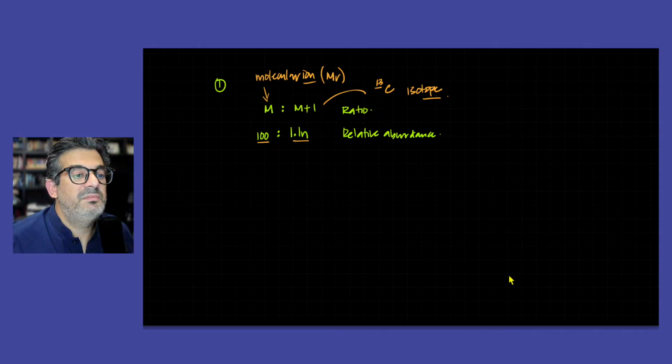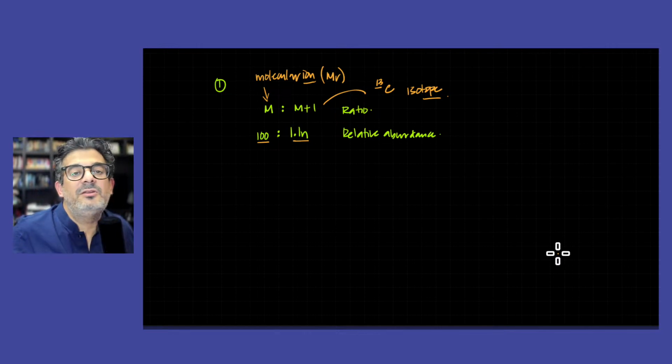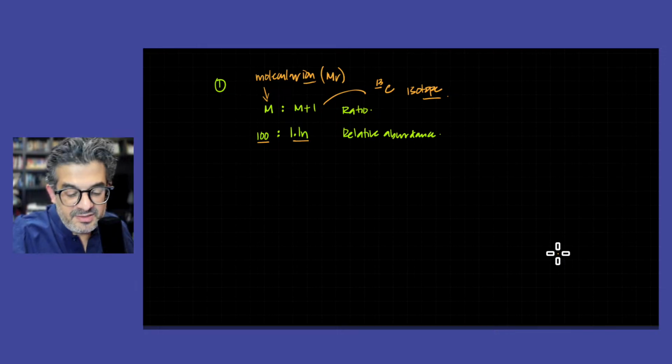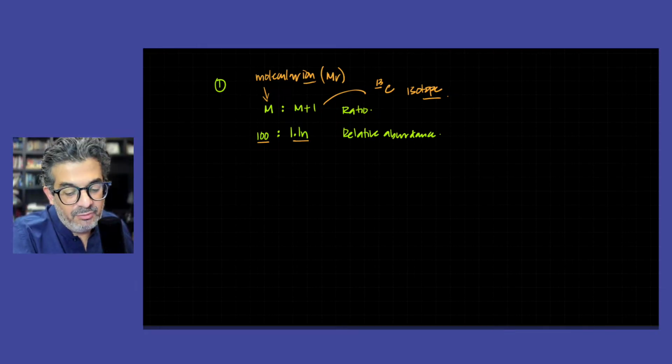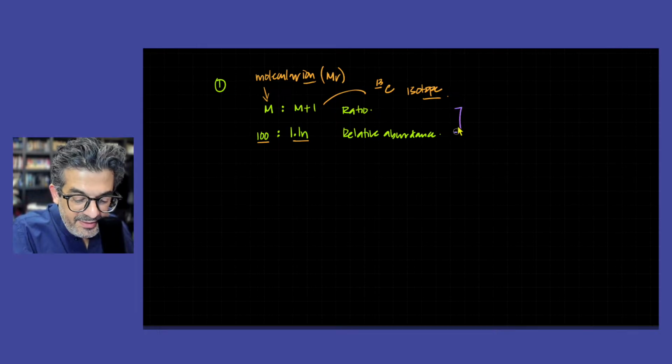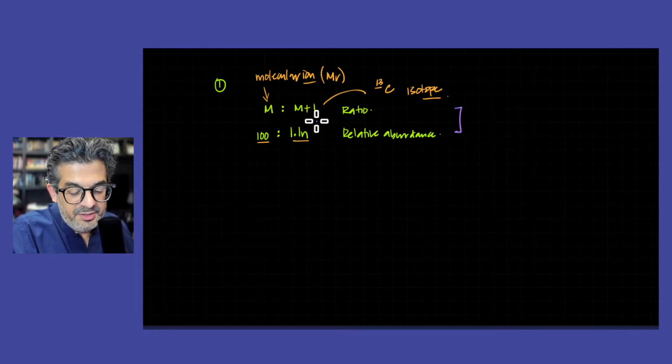I can't explain the whole thing. Guys, this is supposed to be small things. Mass spectrometry is a whole two-video lesson that I've already made. I can't do all of it right here. I can just give you an overall summary: the ratio is 100 to 1.1.